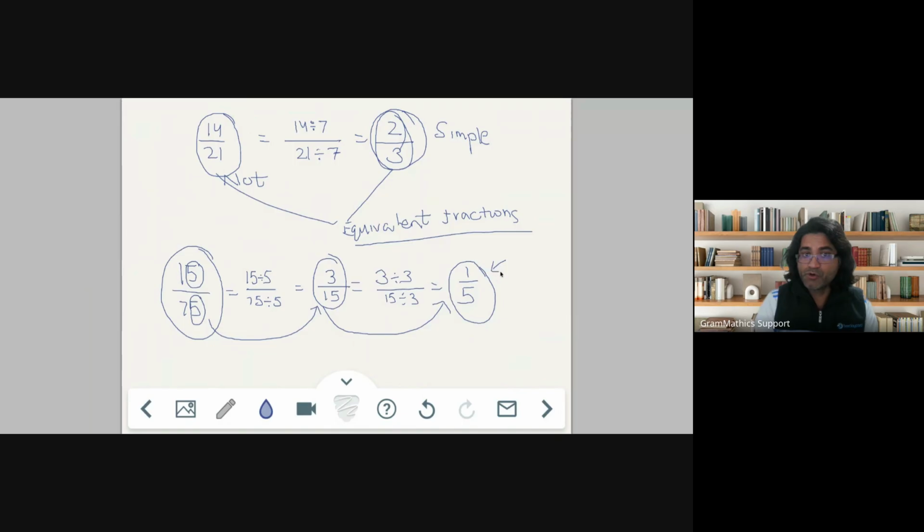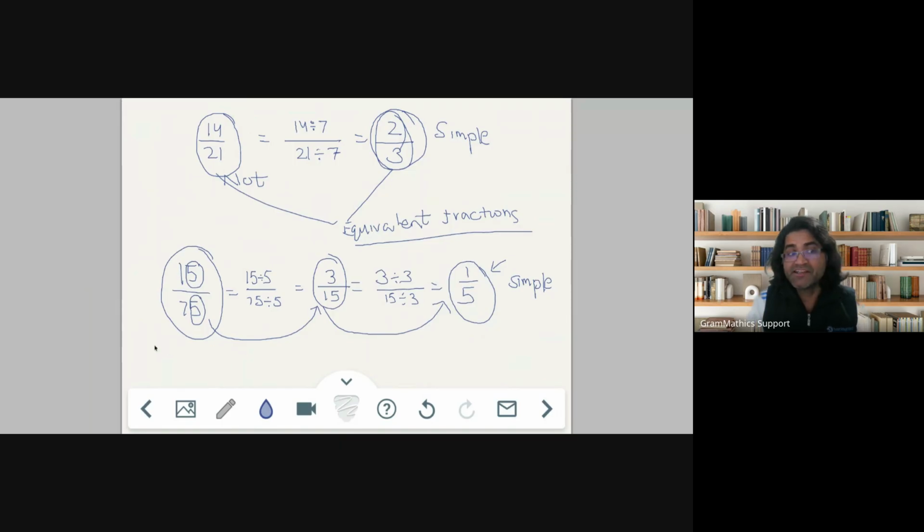Out of the 3 equivalent fractions, this is the simple fraction, as I cannot further divide it such that both numerator and denominator are whole numbers. They cannot be further divided, and they don't have any common factor other than 1. So you get it? What is a simple fraction?